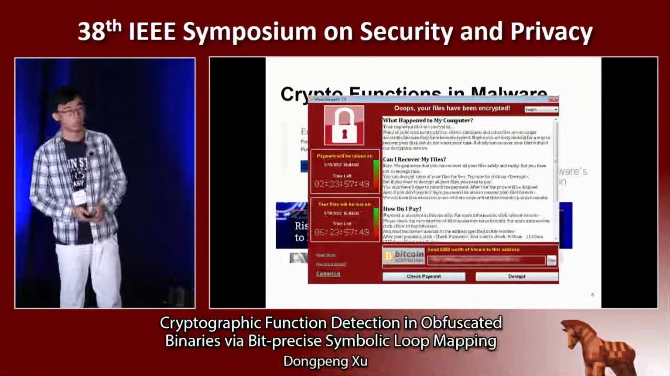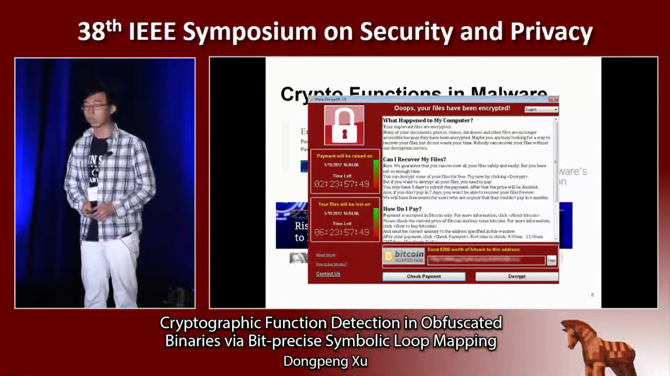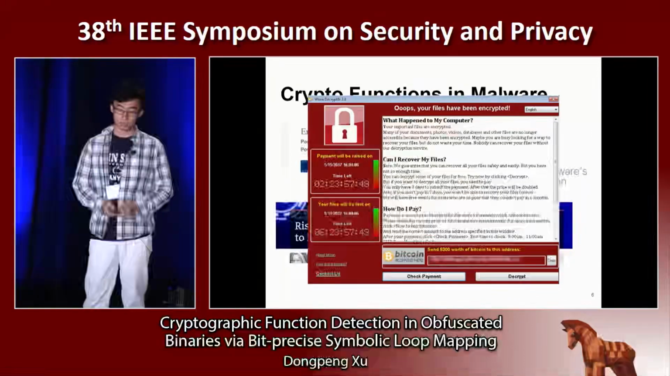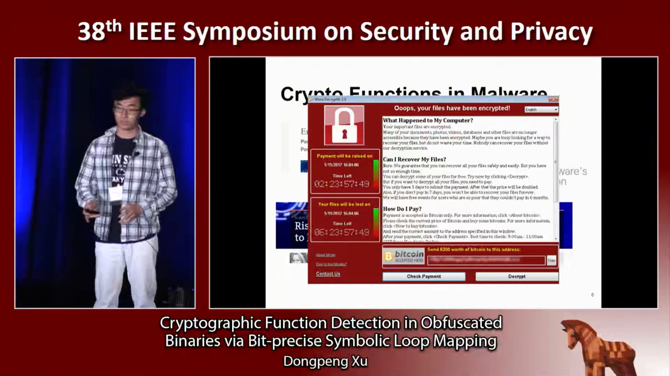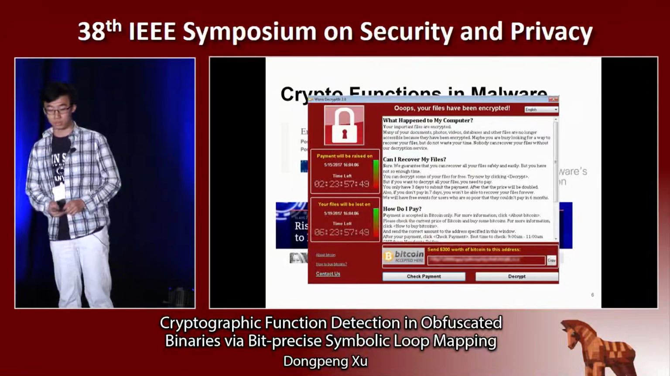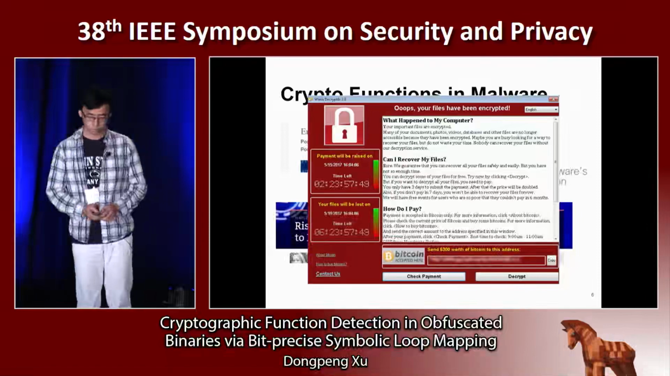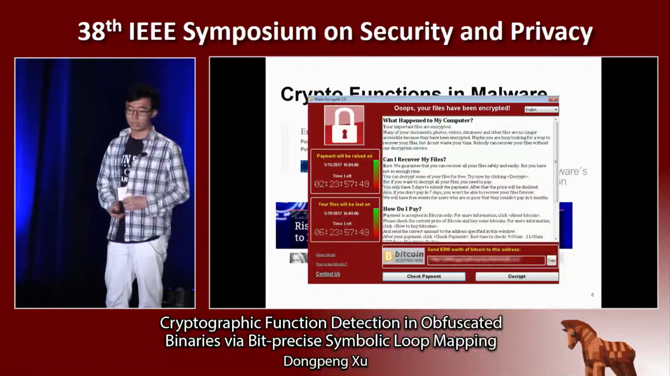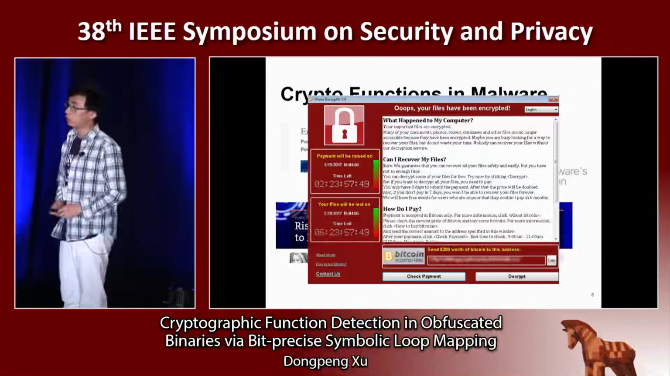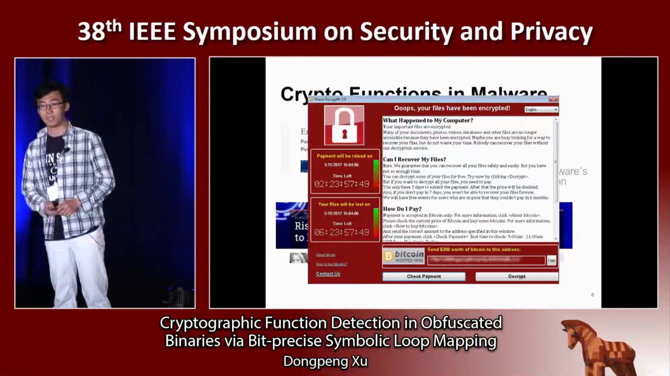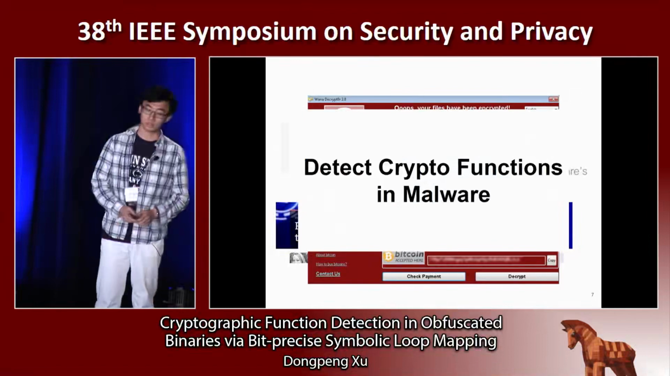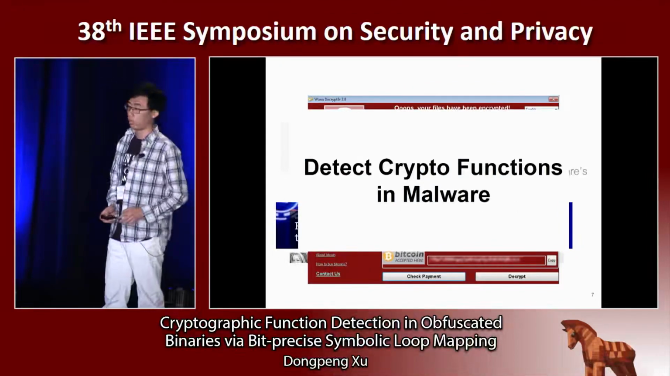Especially recently, the very famous ransomware called WannaCry can encrypt users' files and data and ask the users to pay a ransom. Otherwise, their data and files will be lost. Given that there are lots of these crypto functions in malware, it provides challenges for malware analysis and malware detection. If we can identify those crypto functions, it will be very helpful for malware analysis.